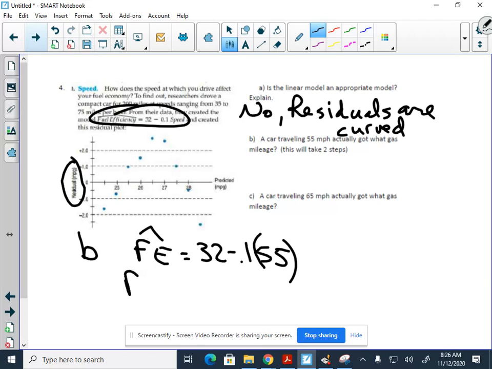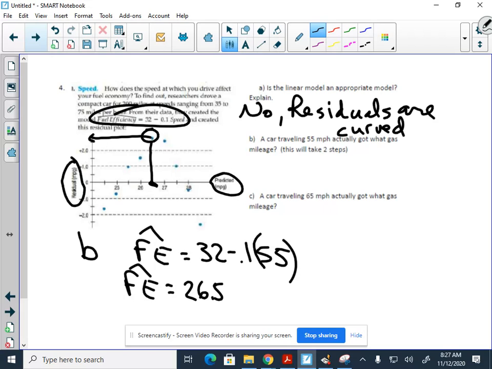If I put in 55, what I get for the fuel efficiency is, that would be 5.5, take that away, 26.5, I think. Tell me if I do something wrong on that. Now 26.5, it says actually got what gas mileage. Over here, these are the predictions. So 26.5 is right here. So I want to figure out this dot. What's that dot? What's the actual residual? So the actual residual, this looks like 2, 2.5. I don't know. The residual might be like 2.7.